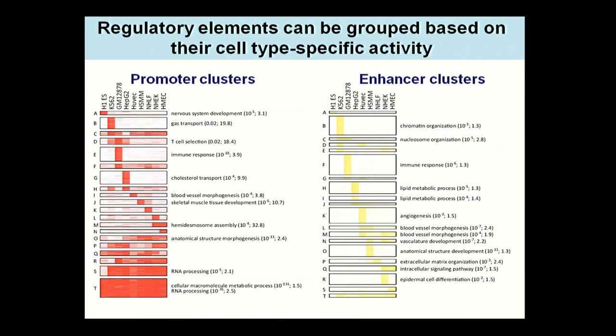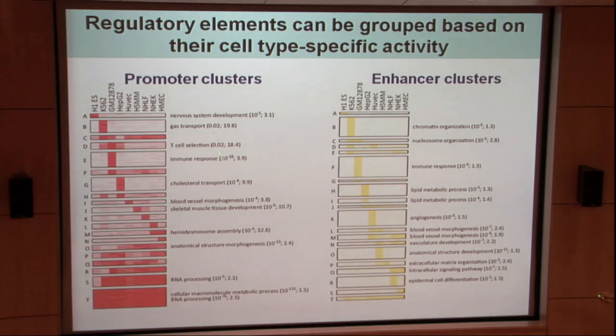What did we do? Well, first we looked at the different patterns of activity for promoters across different cell types. We can see in sensible ways that promoters associated with K562, these erythrocytic blood cells, have gas transport genes associated with them, and active promoters in immune cells are associated with the immune response. So we're doing something right.